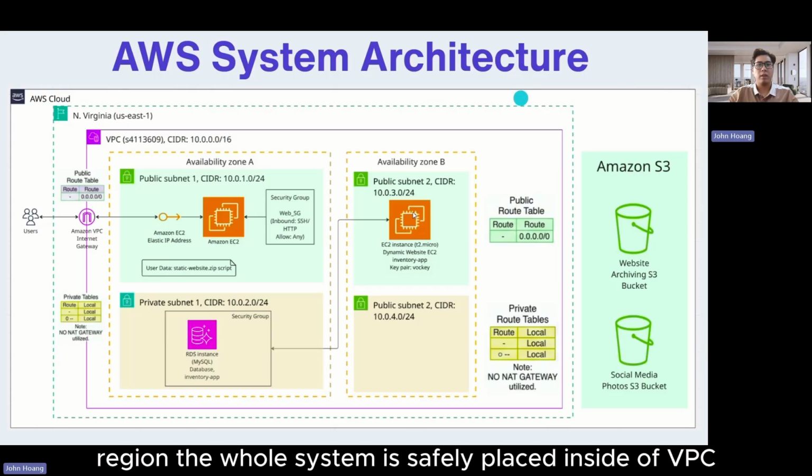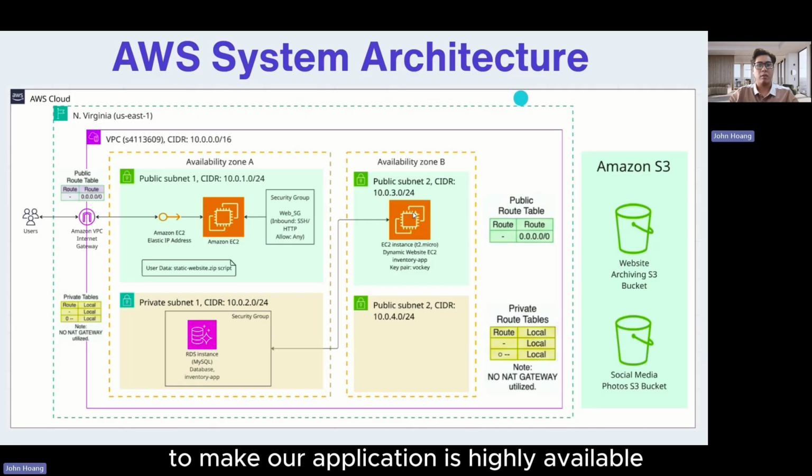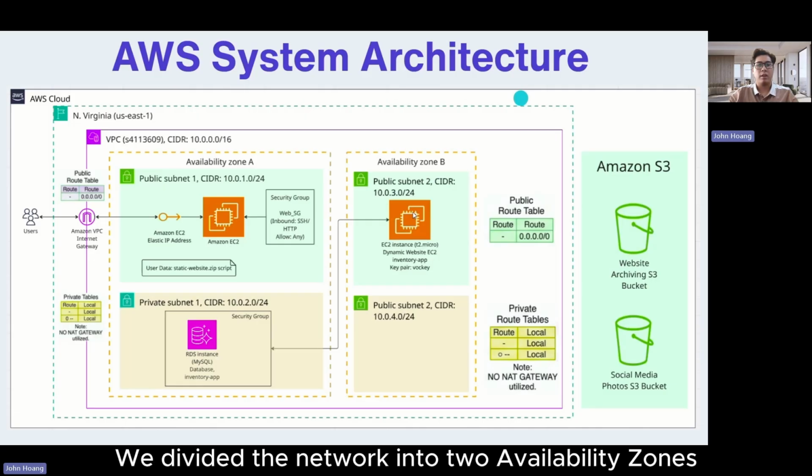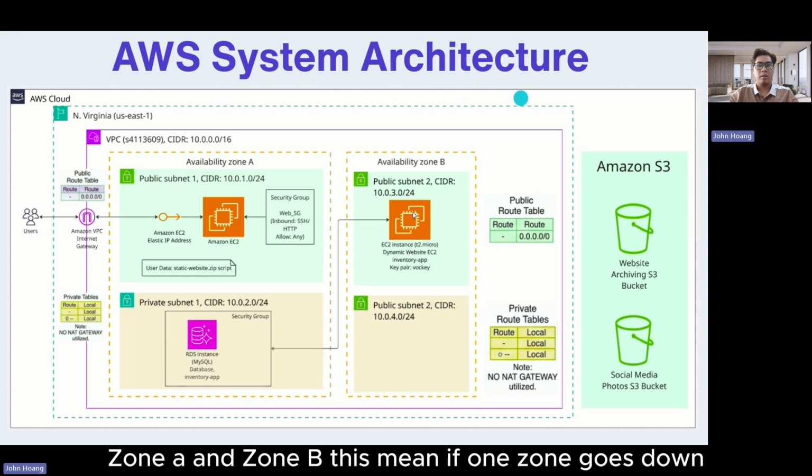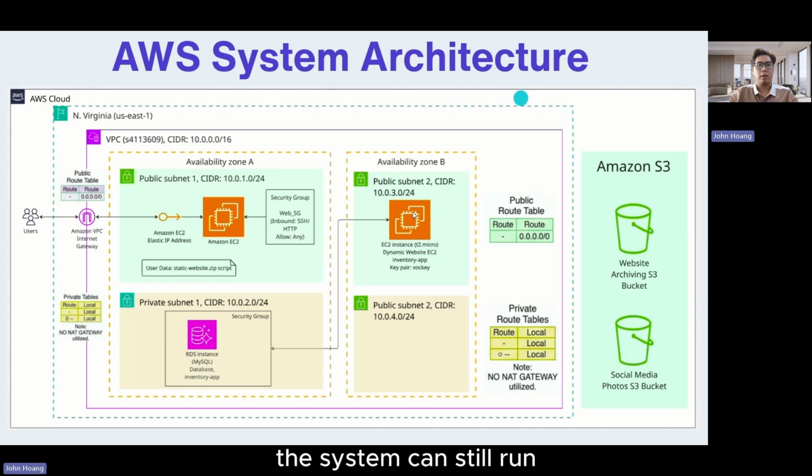The whole system is safely placed inside a VPC to make our application highly available. We divided the network into 2 availability zones, Zone A and Zone B. This means if one zone goes down, the system can still run.